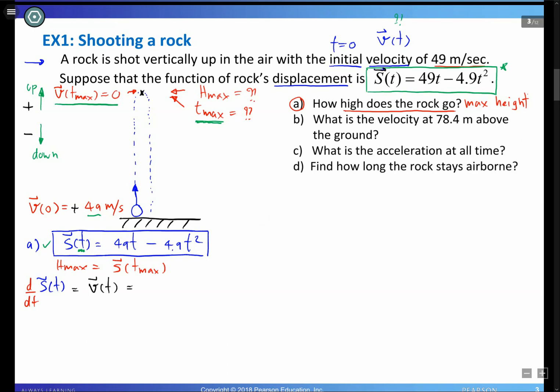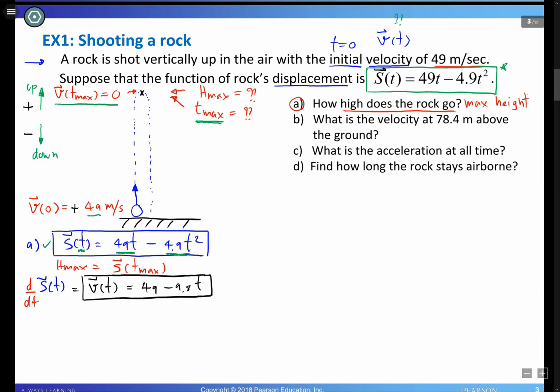Now we have to differentiate s of t, so let's differentiate this. 49t, you know that we are going to get 49 out of that. So here we have 49. Now we differentiate this, 4.9t squared. This is power rule. So 2 comes down, becomes minus 9.8, and the power decreases by 1. So we have power of 1 right here, which I can take out. So there you go. We have the function for the velocity. V of t equal to 49 minus 9.8t.